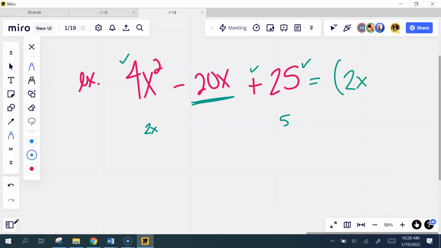2x. What sign goes here? Is it a plus or a minus? Minus square root of the last, and then you throw the square root up top.